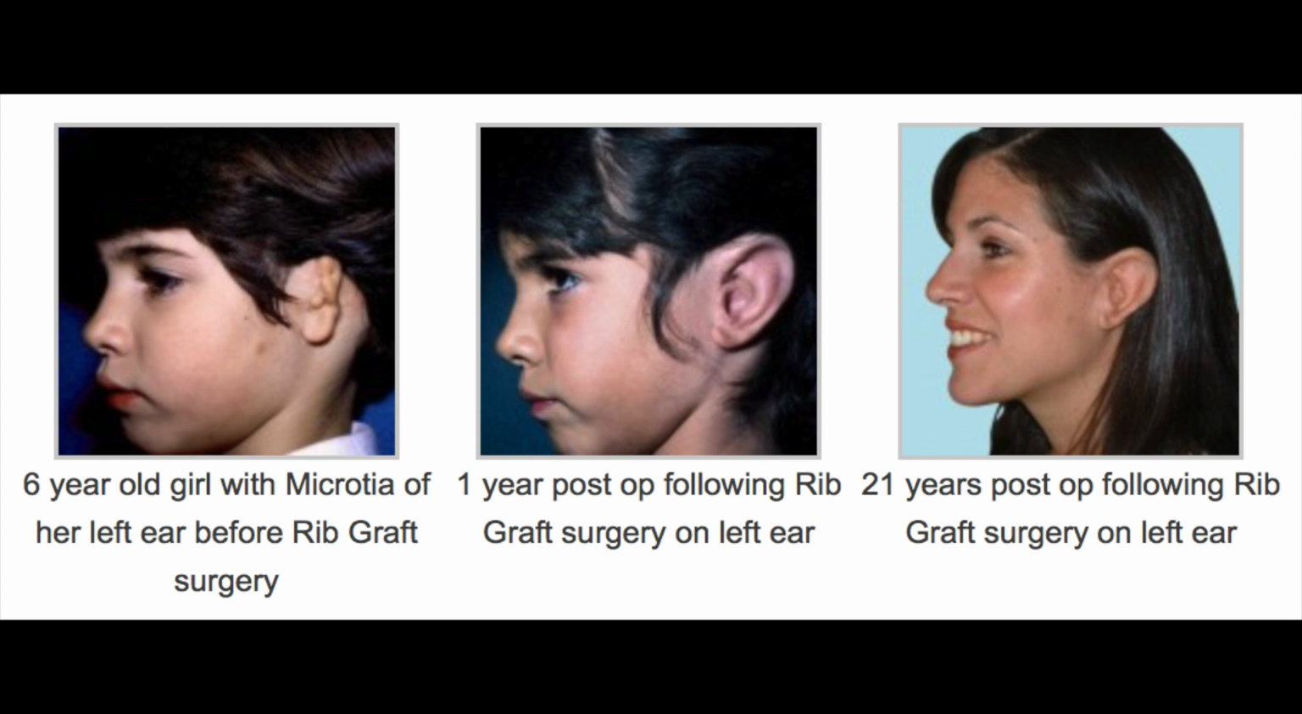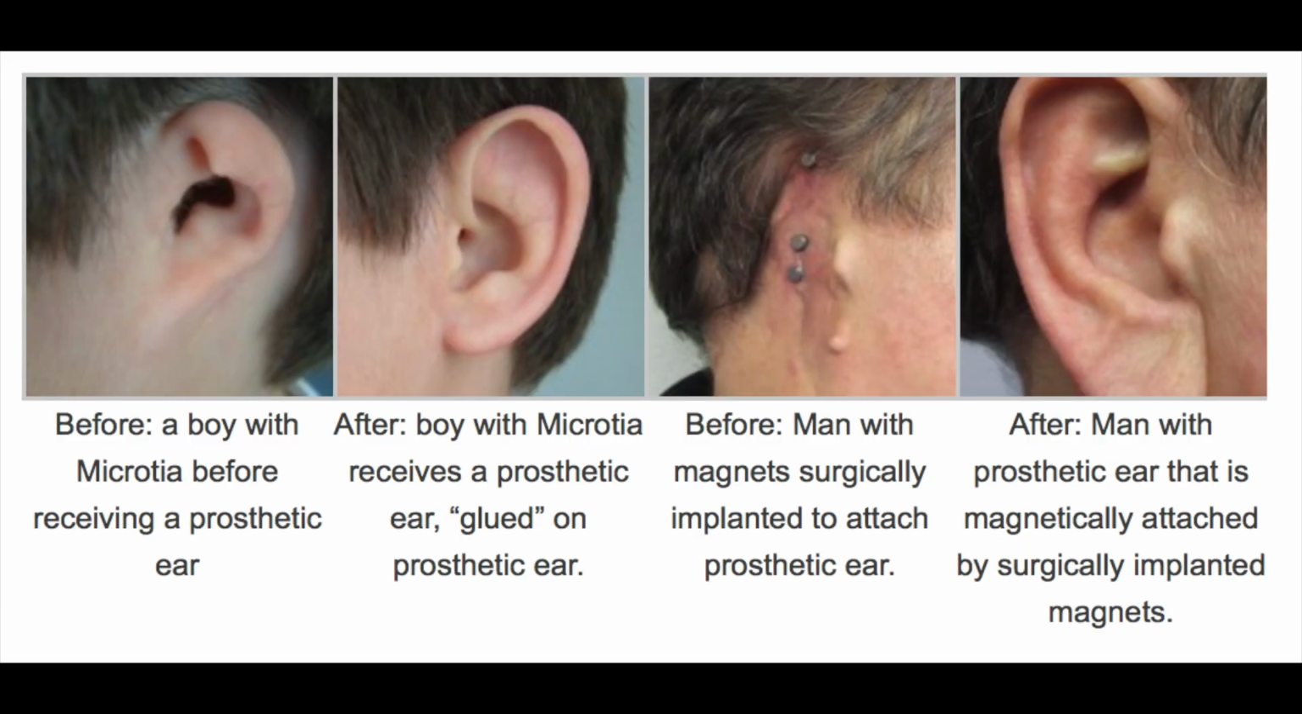Here's an example of the rib graft surgery just before and after. You can see how natural it is. And then next we're going to be seeing the prosthetic option.